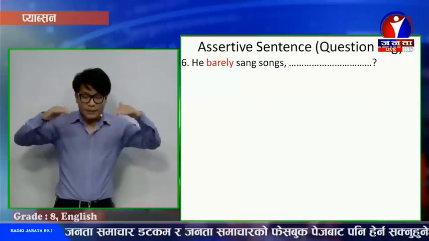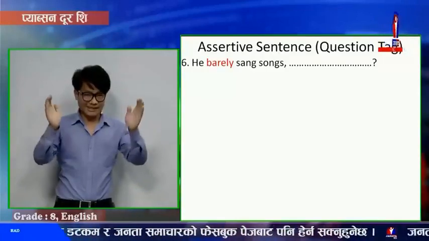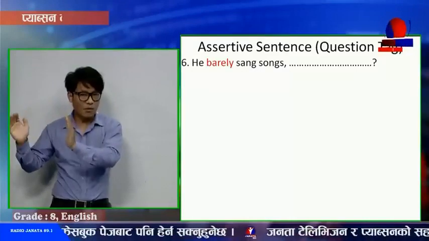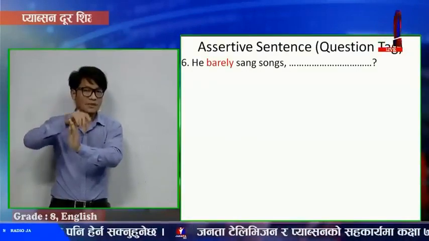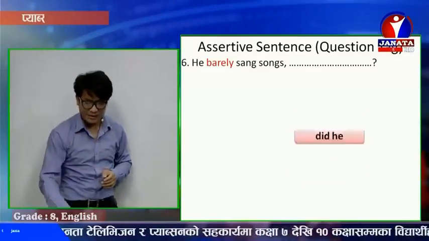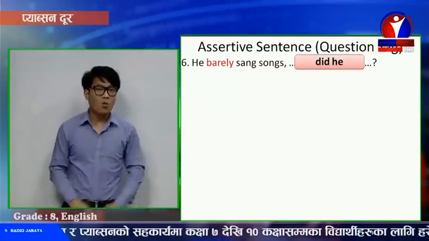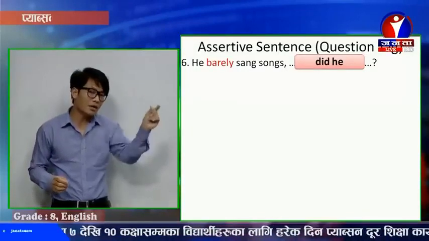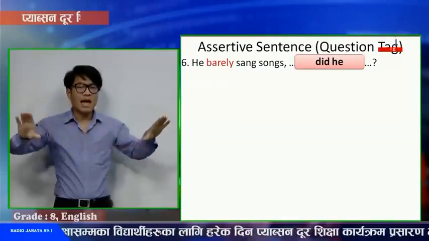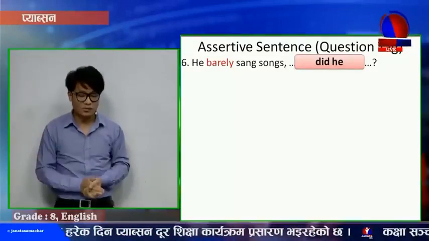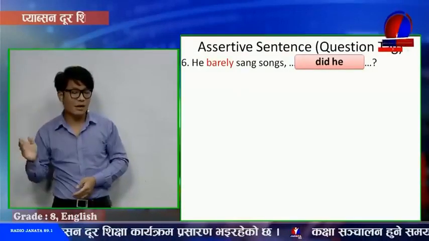So, he barely sang a song. The statement is negative, so the question tag should be positive. The auxiliary verb is did. So what is the right answer? The right answer is did he. Why is it did he? Because there is the word barely, and that word has made the whole sentence negative. That's why: he barely sang a song, did he?